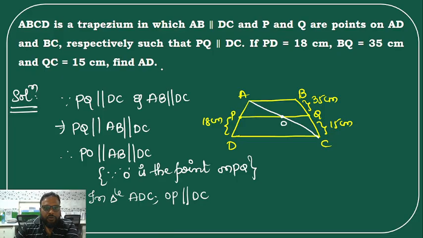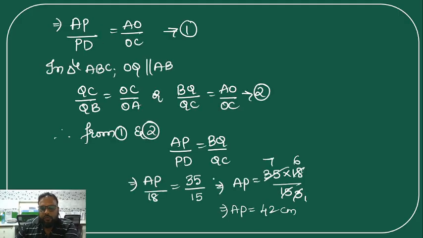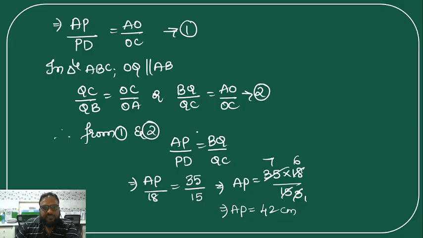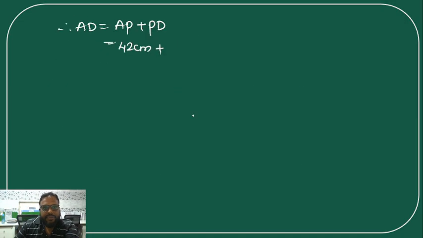What I have to find out is AD. See, AP I got as 42. Simple. AD is nothing but AP plus PD. So AD I can write as AP plus PD. AP we got as 42, plus PD, which is already given as 18. So finally, you got the answer as 60 centimeters. Therefore, AD is equal to 60 centimeters. This is what we have to find out.